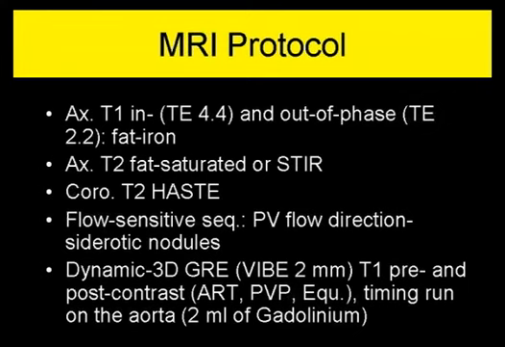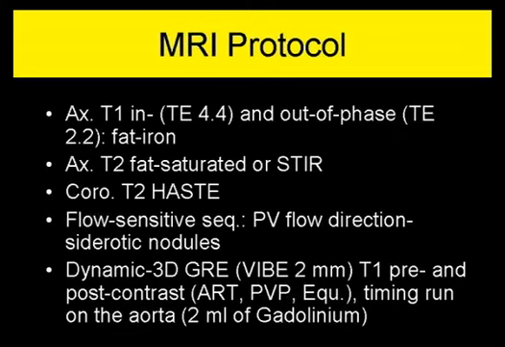So our protocol in our institution, we use a T1 in and out of phase with the TE of 4.4 and 2.2 for 1.5 Tesla. So this is a T1 weighted sequence, but it's also very sensitive to fatty deposition and iron deposition in the liver. We use some kind of T2, either a STIR or a T2 fat saturated, a coronal single shot T2 to look for any biliary or pancreatic ductal abnormality. And then we use a flow sensitive sequence, a time of flight sequence, to look for portal vein patency and flow direction. This is a gradient echo T2 star sequence, so it's also very sensitive to iron deposition because it has a long TE, approximately 9 to 10 milliseconds.